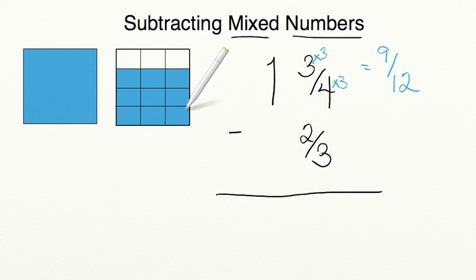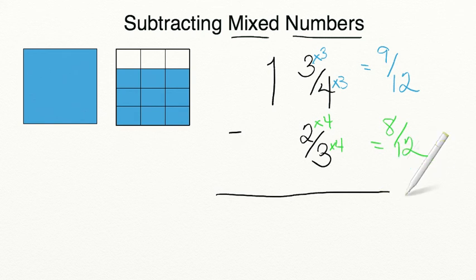Now it's important to remember that I didn't change the amount that we had shaded in, I only changed the number of pieces that we have in the whole. So now I need to do the same for the number that I'm subtracting. I need to change my thirds into twelfths as well. To do that, I'm going to multiply my numerator and my denominator by 4. 2 times 4 equals 8, and 3 times 4 equals 12. So now I know that I need to subtract 8 twelfths from 9 twelfths.